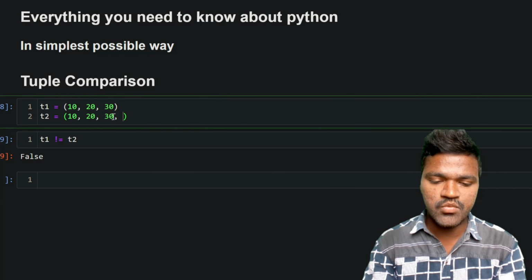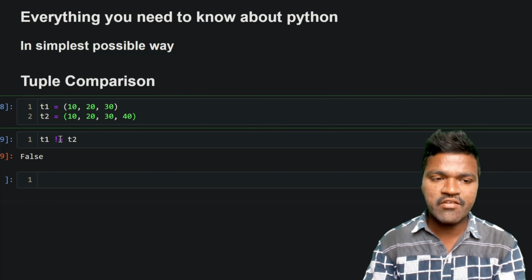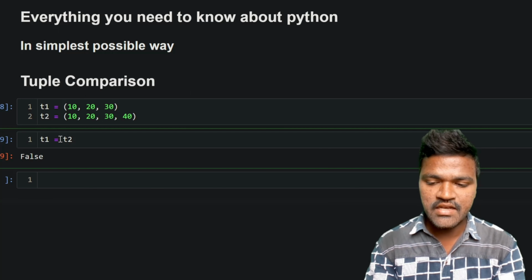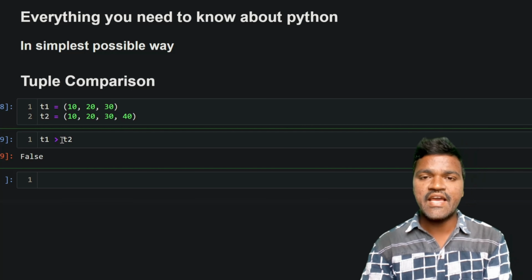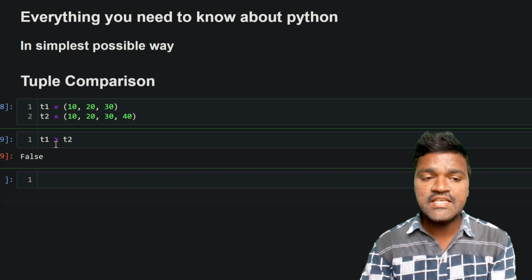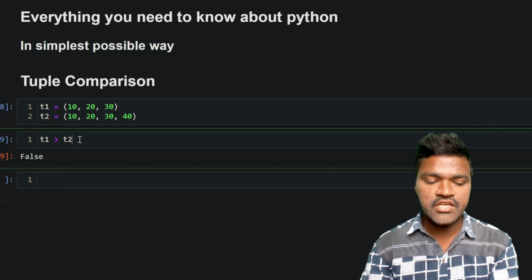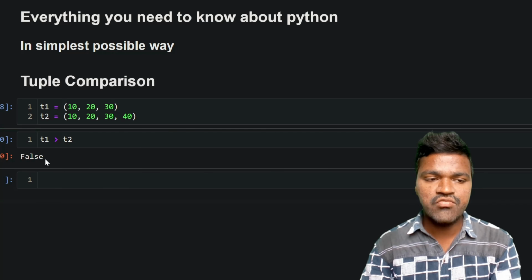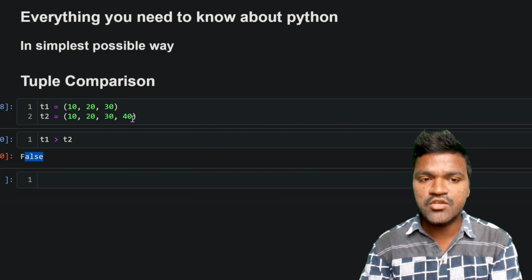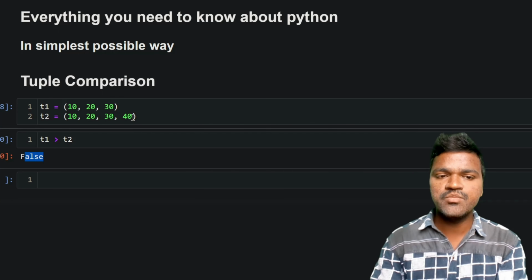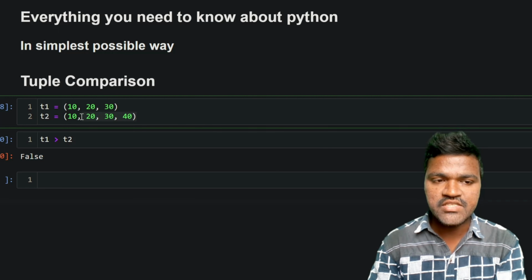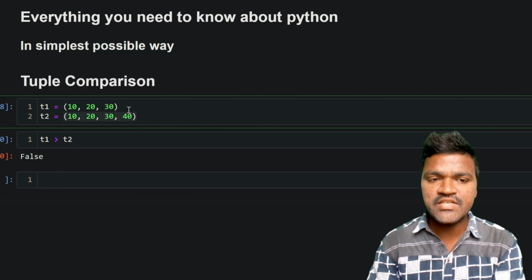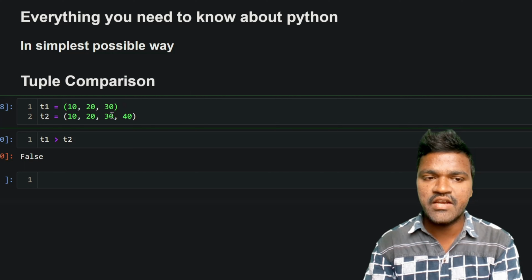Let us take one more element, which is 40. What I wanted to explain here is that if I check the greater than symbol, I am checking whether tuple 1 is greater than tuple 2. If I execute this, we are getting False, because you might assume that tuple 2 has more elements and the first tuple has fewer elements. Because of that we are getting False.